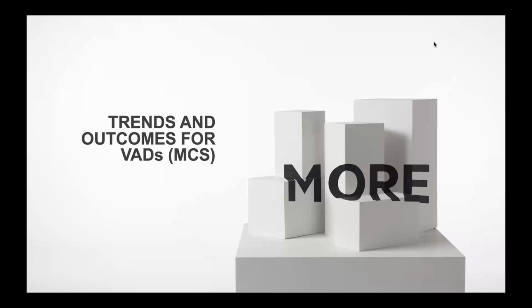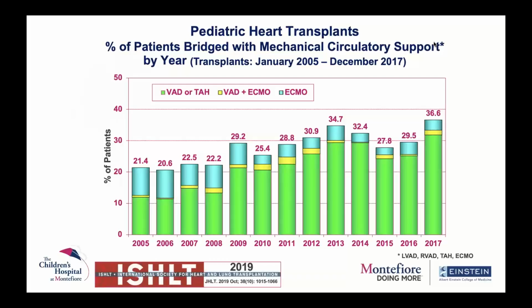So let's look at some trends and outcomes for VADs. This is from the International Society of Heart and Lung Transplantation. In this graph, you can see blue are the patients who are on ECMO, green are the patients who are on VAD, and yellow are the patients who are either on VAD or ECMO.